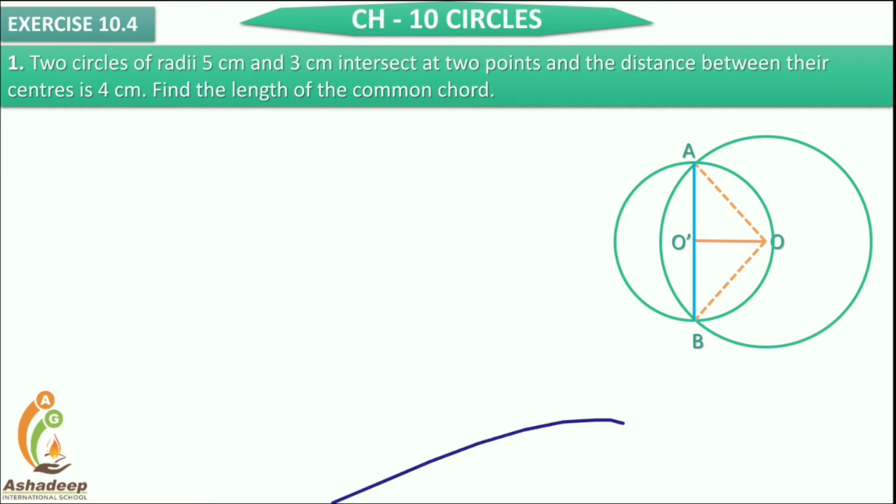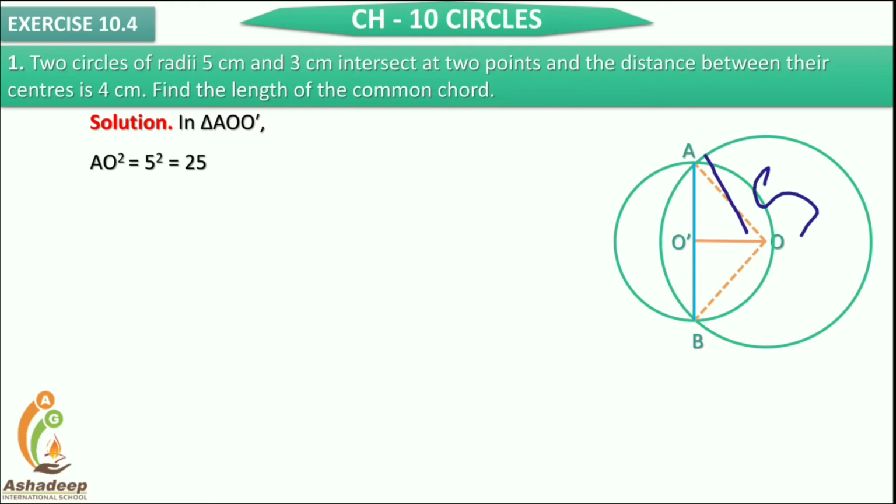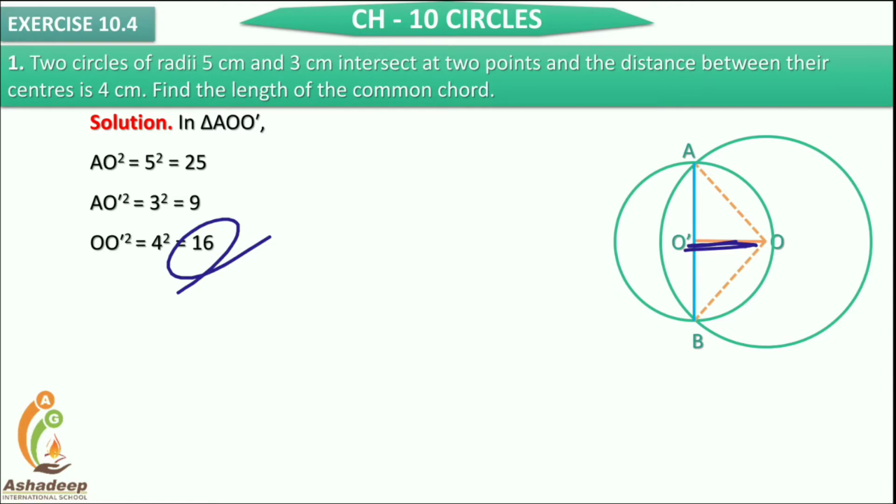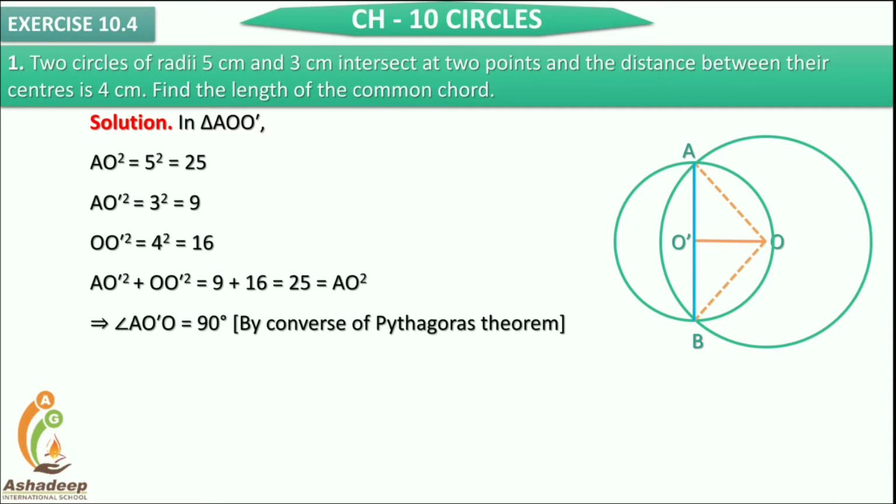Okay, now let's see. In O dash, we can say AO square is equal to 5 square. See, AO is going to be the 5, 25. Now AO dash is going to be the 3 square, 9, and OO dash is going to be 16, to find out the length of the common chord. Okay, so we can say that AO dash square plus OO dash square is equal to 9 plus, so this is going to be a right angle triangle, right.